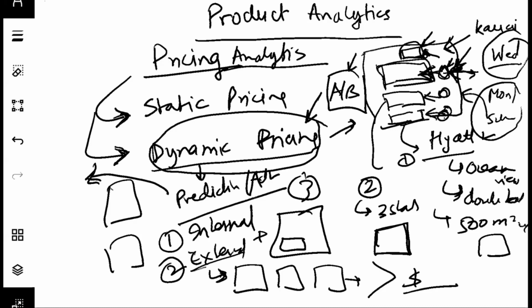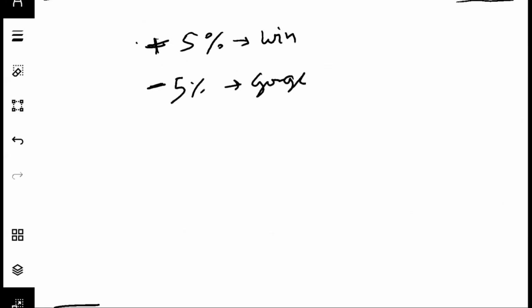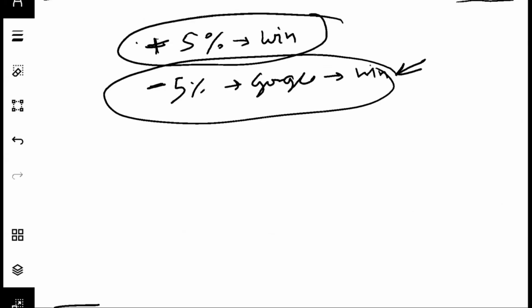Depending on the brand perception of your product, you may find that you can be plus 5% of Expedia and still win the client, whereas you need to be minus 5% of Google, right, to actually win. These kinds of insights would basically come from A/B testing.